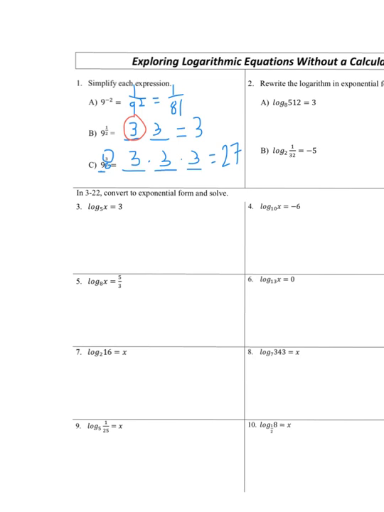Number 3, we're going to convert it to exponential form. So our base here is 5, so we write 5 as our base. And then our exponent is 3 equals x. So 5 to the exponent 3 is 5 times 5 times 5, which is 125.